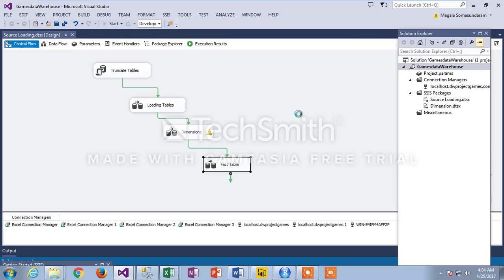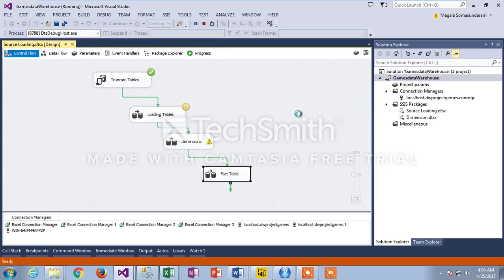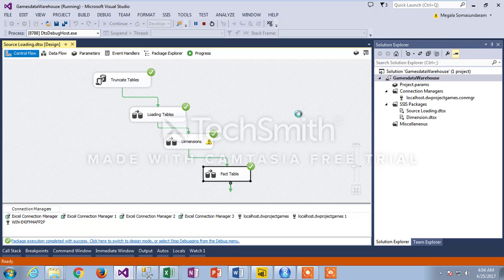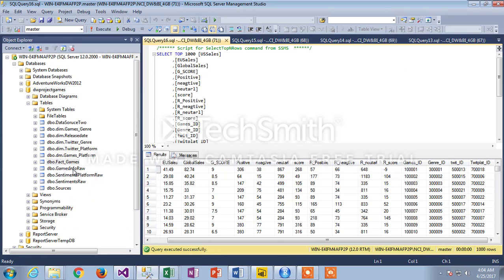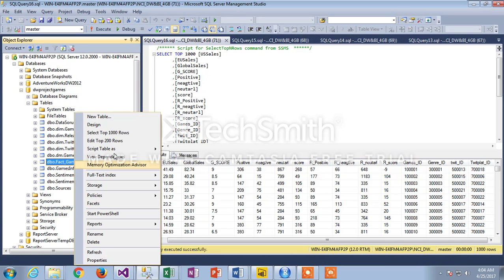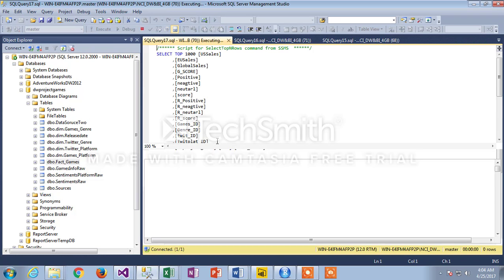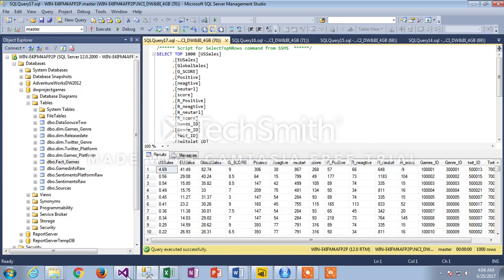Let's execute this package. Package execution completed with success. Now let's check this in SQL Server Management Studio. Let's check whether the fact table is loaded here or not. Yes, the fact table is loaded over here.